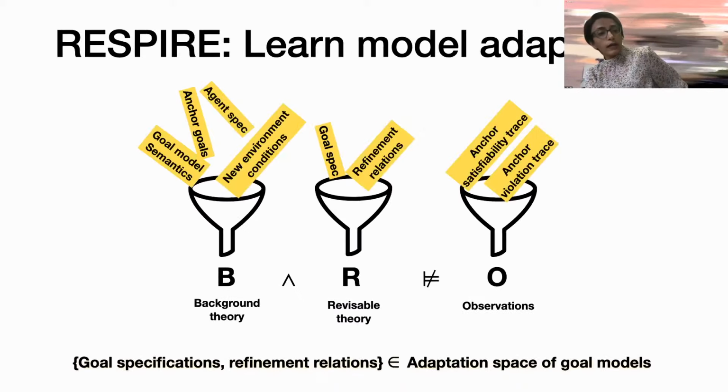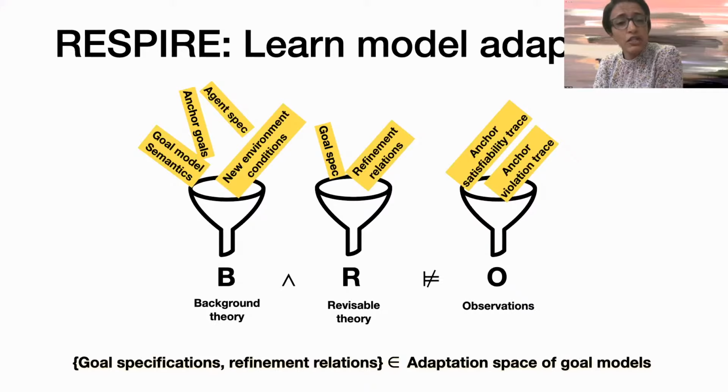So to learn adaptations in our context, we define this background theory as constituting the goal model semantics, the anchor goals, the agent specifications, and the new environment conditions, all those parts of the information that we have that won't change. And what we give as our revisable theory are the goal specifications and the refinement relationships. And as our examples, the traces that we've generated, so the anchor satisfiability and the anchor violation traces, as examples that should hold in the models and should not hold, respectively.